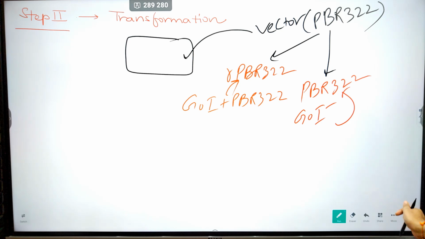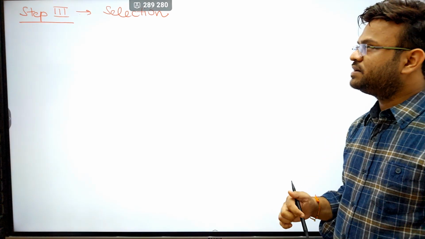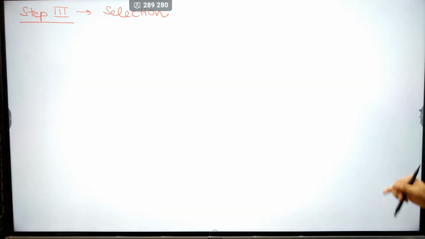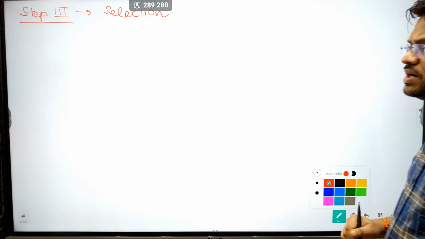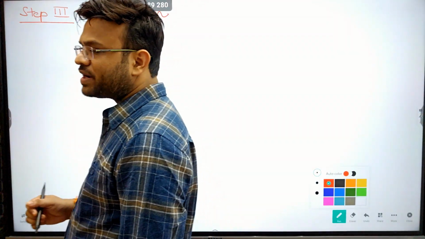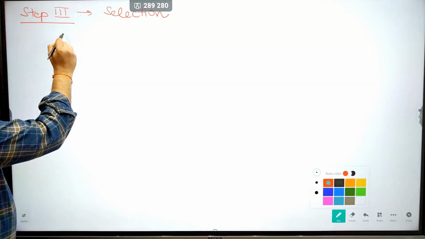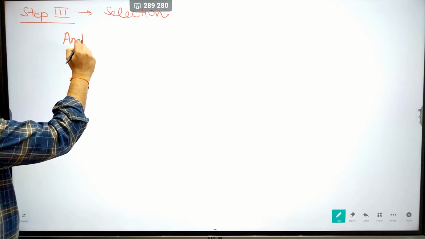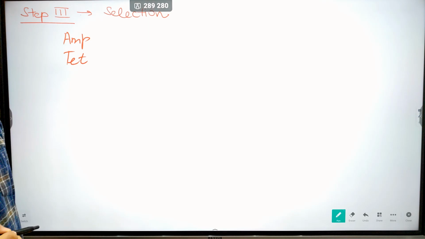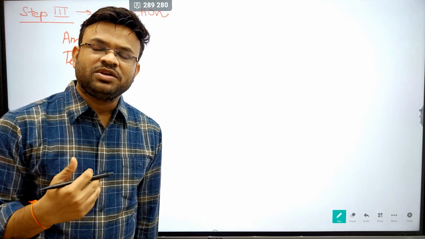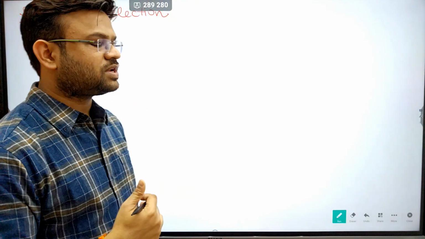Now, let us move to the next slide and talk about the selection process. How would you do the selection? As I've already told you, there are two selectable markers. What are the two markers? The first marker is ampicillin and the second marker is tetracycline. Both of these markers would be used to select the transformed from the non-transformed. How would we do that? Let us quickly see this.